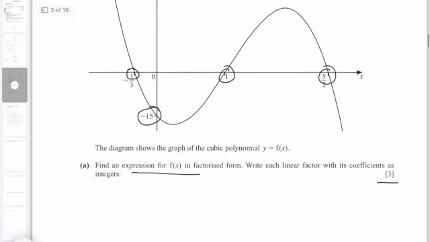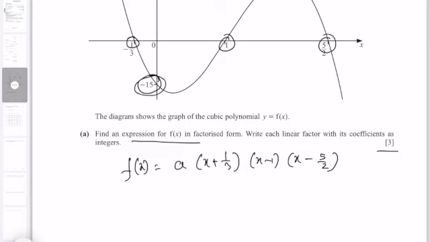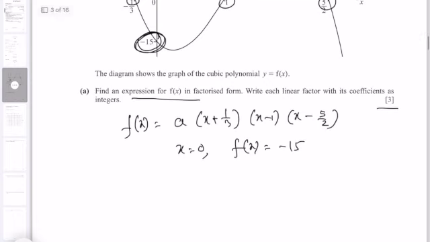So, we can write f(x) equals some constant, we don't know what the constant can be, times x plus 1 by 3, x minus 1 and x minus 5 by 2. And we can simplify this. Before simplifying, we can apply the point minus 15 on the y-axis. The value is 0, minus 15, so x can be replaced by 0 and f(x) can be replaced by minus 15. Now we can simplify to find the constant a.